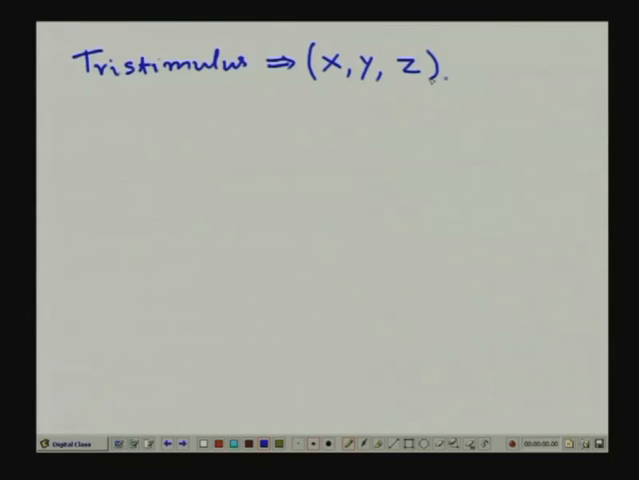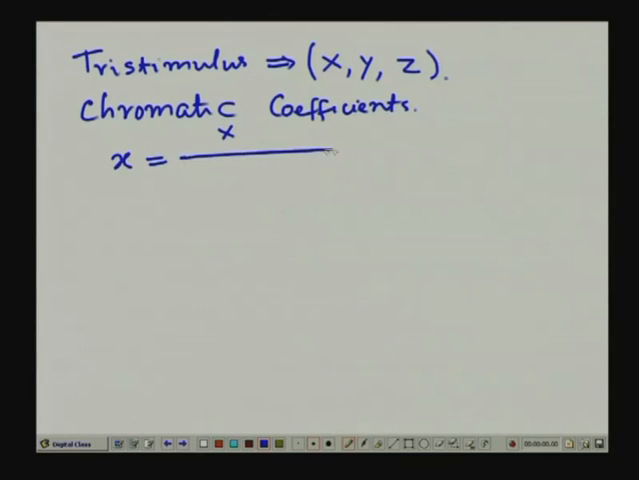And a color is normally specified by what are called chromatic coefficients. These chromatic coefficients are obtained as follows: the coefficient for red is given by lowercase x equal to capital X divided by capital X plus capital Y plus capital Z. Here capital X is the amount of red light, capital Y is the amount of green light and capital Z is the amount of blue light which are to be mixed to form a particular color. So the chromatic coefficient for red is given by lowercase x, computed like this.